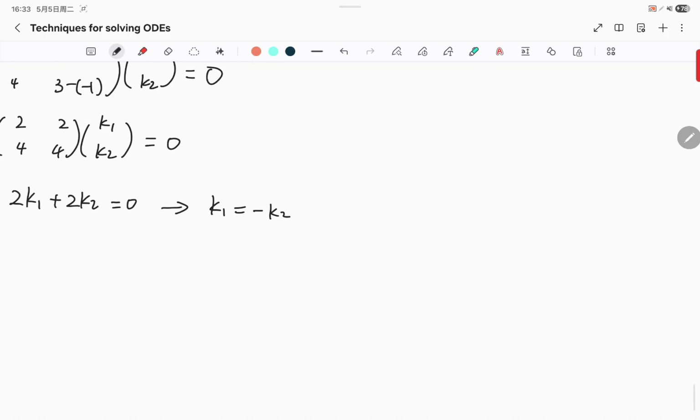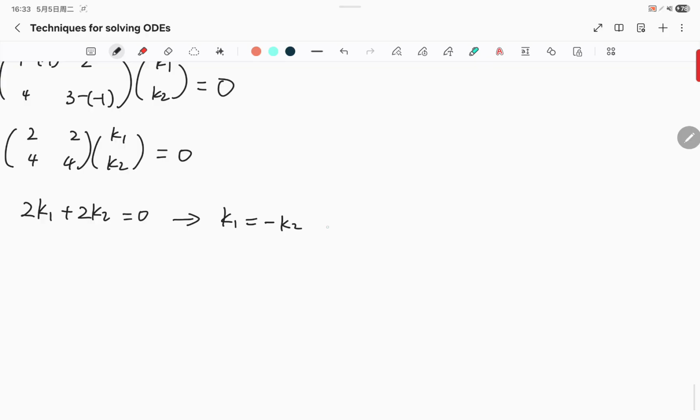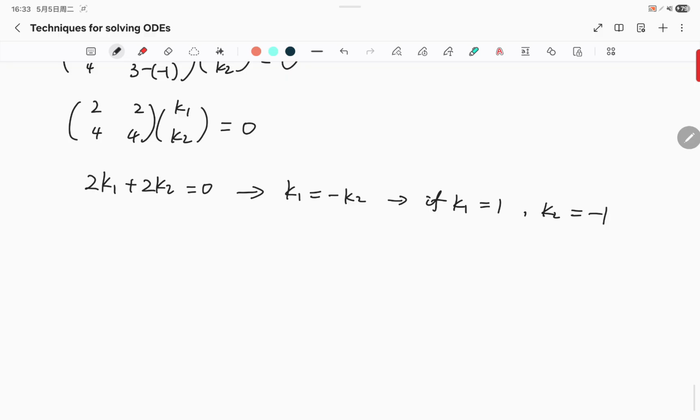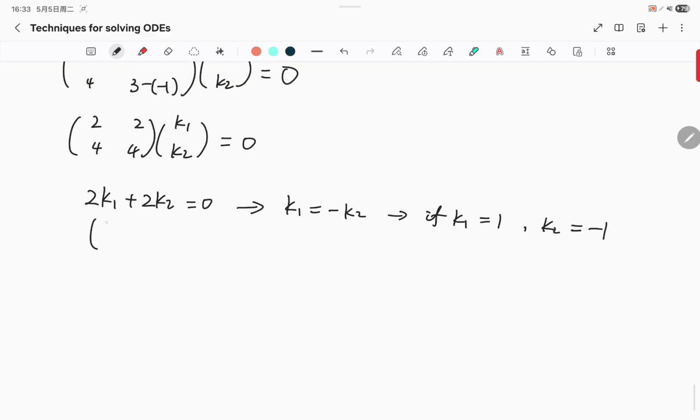Personally, I prefer to write a short if statement. Whatever value we want for whichever k, if let's say k1 is 1, what is k2? Then k2 is equal to negative 1. So my k1 and k2, the first eigenvector, is simply 1, minus 1.